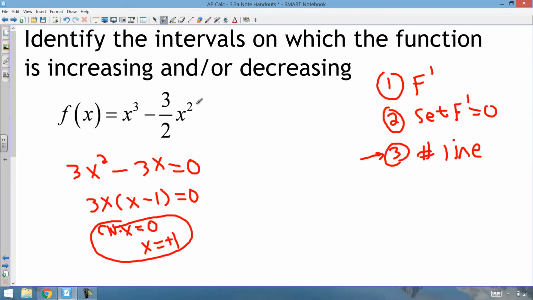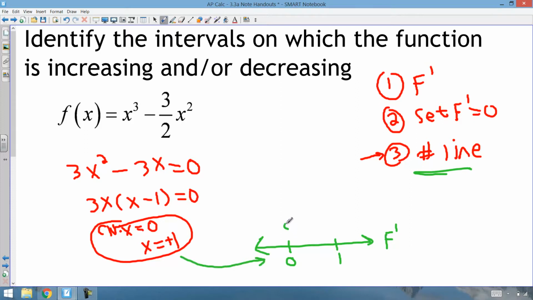Now, what we're going to do is make a number line. It's pretty simple. We're going to make a number line and we're going to label it f prime. So we're looking at what happens with the derivative on this number line. We're going to put two values on it. We're going to put the 0 on it. We're going to put the 1 on it. These are these guys, okay? So you'll notice that those numbers come over here.